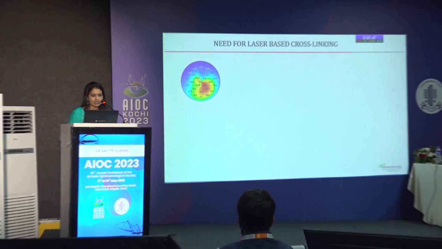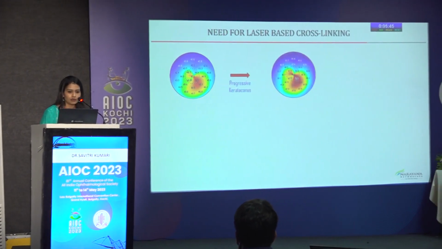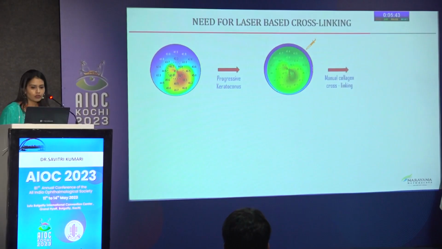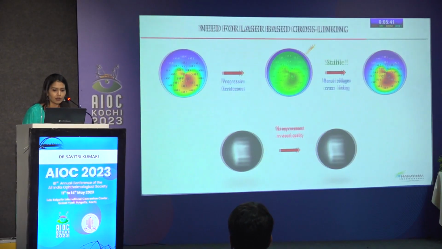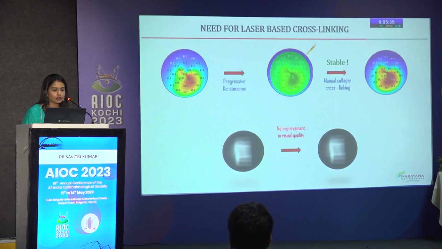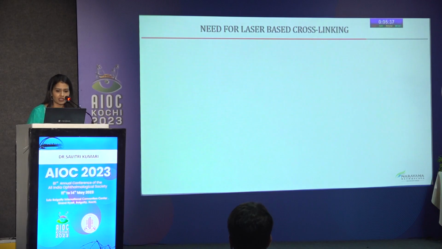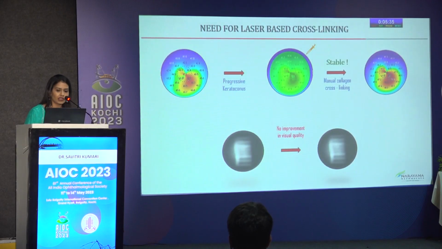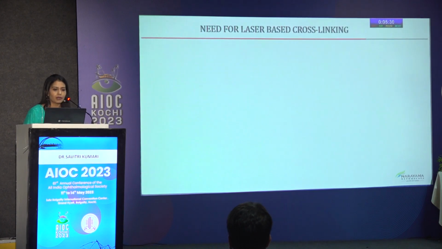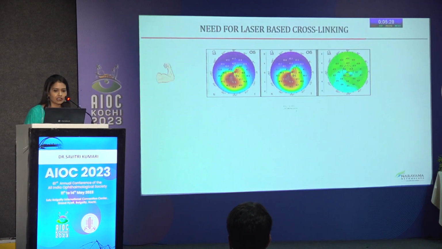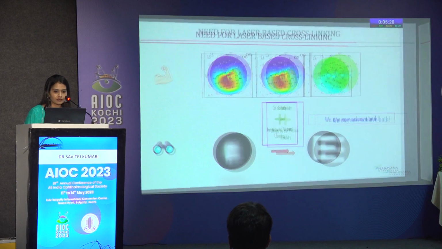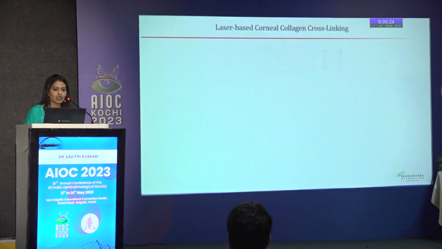So manual cross-linking has stood the test of time to arrest progression and is known to achieve stability. But at the same time, there is no improvement in visual acuity in many of the patients, and in many cases, we have to finally resort to rigid contact lenses for visual rehabilitation. But with the advent of laser-based cross-linking now, we can achieve both. So how do we go about this?